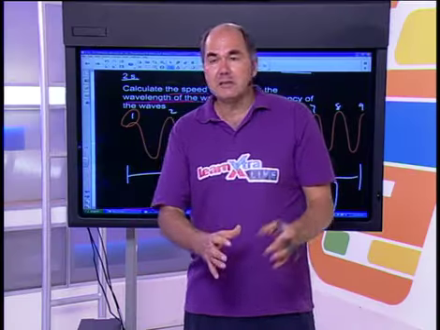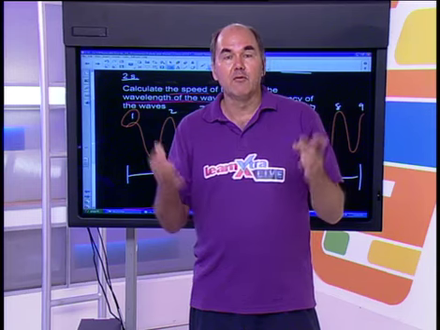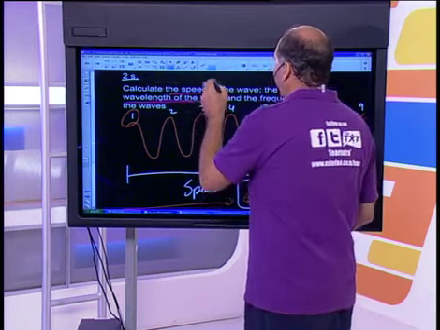Now you're going to say to me, oh, but that's so easy. We've got 9 crests, and we've got 360. 360 divided by 9 is 40. And unfortunately, that's wrong. Okay, I want to show you why.